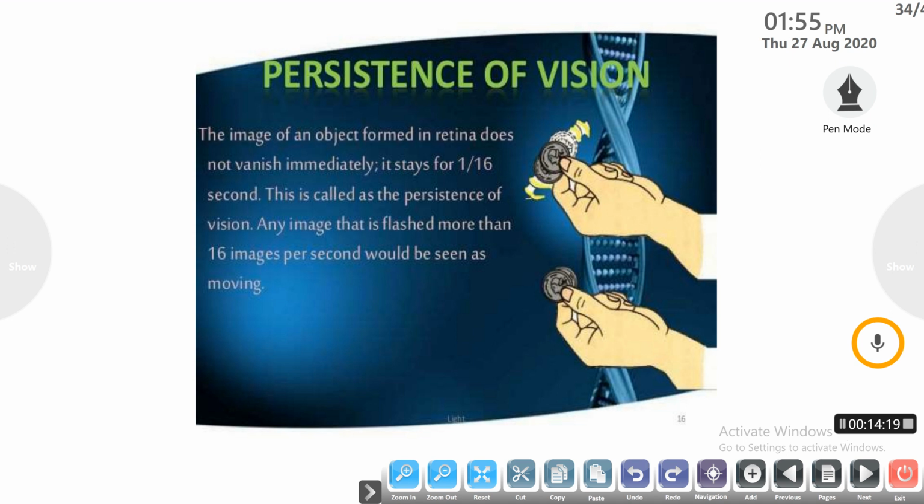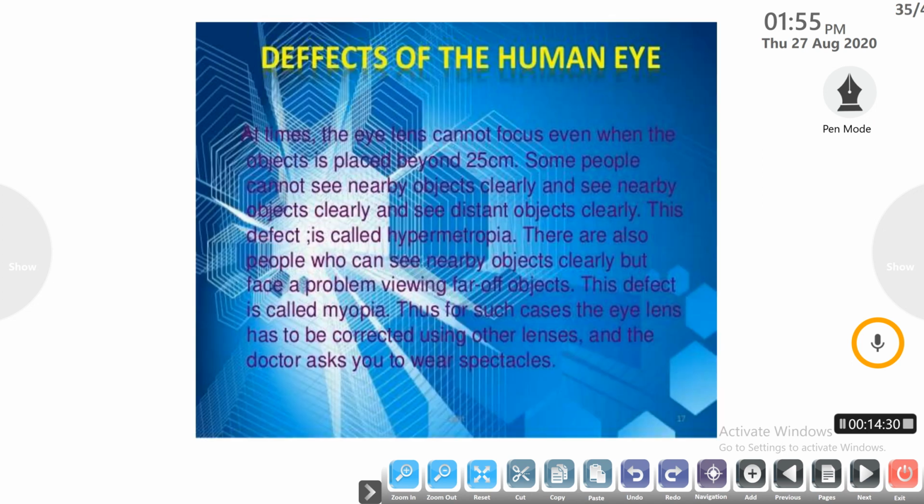That's why the movies and pictures we see are nothing but a flash of moving pictures. So this property of the eye is known as persistence of vision. The next topic is the defects of the human eye. Basically, according to your chapter, there are two basic defects of the human eye, that is myopia and hypermetropia.